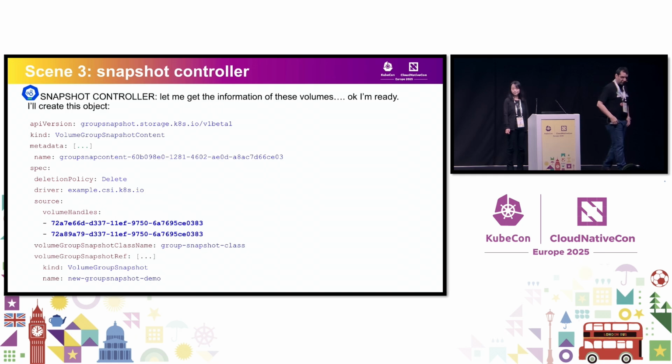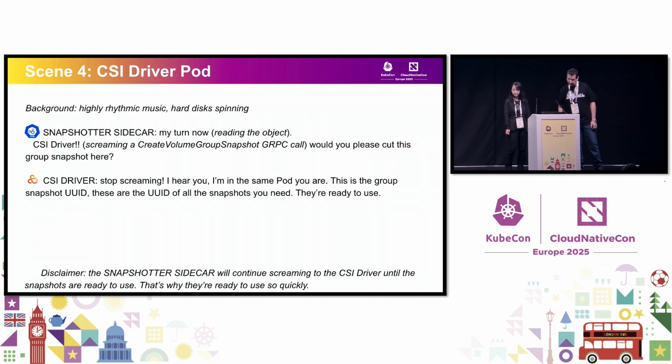OK, we have a new object. The snapshot controller is waking up. Oh, look, I have a new object. Let's create a content for it. I'm going to get all the details about the volumes you need to snapshot. So I fill the volume handles, everything. Beautiful, OK.